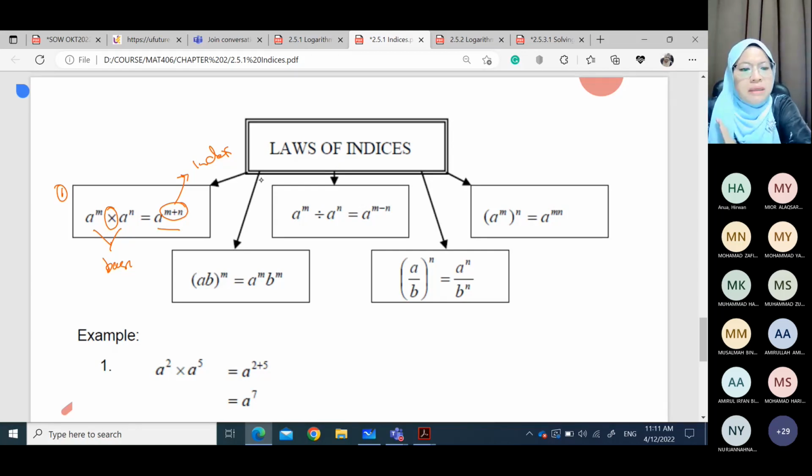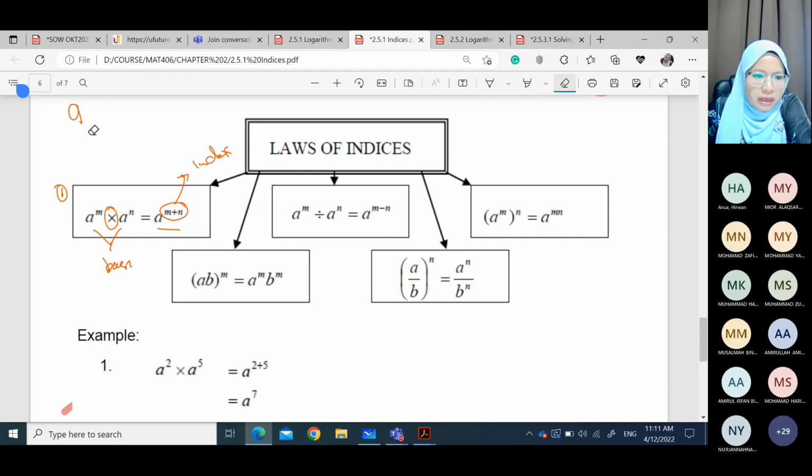Kalau base dia sama ni, okay. Katakan kita ada A to the power of M. Let's say we have A to the power of M times B to the power of N. Okay. So base dia tak sama. And then kita tak boleh. This does not equal A, B, M plus N. Tak boleh, salah.